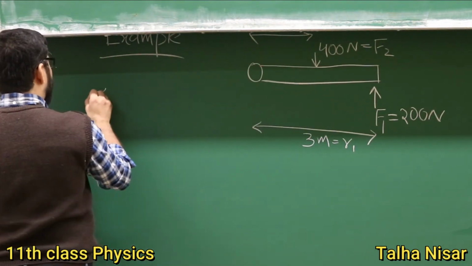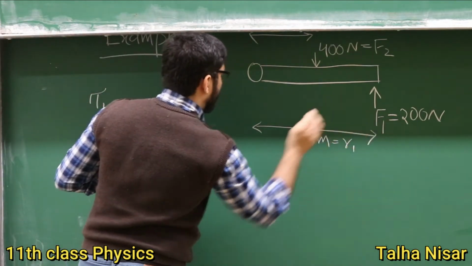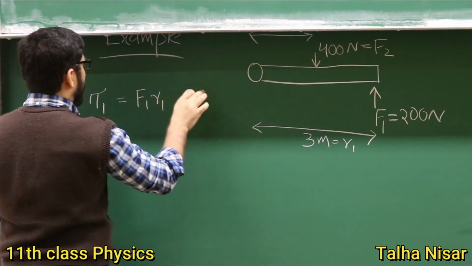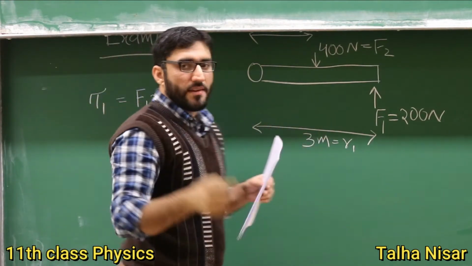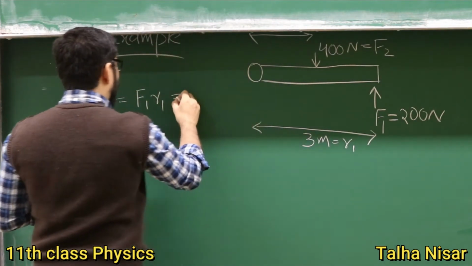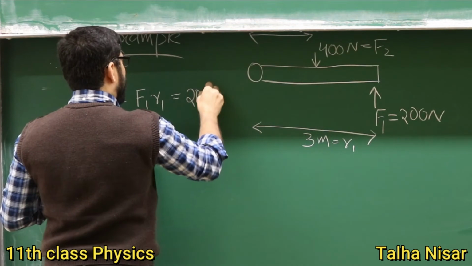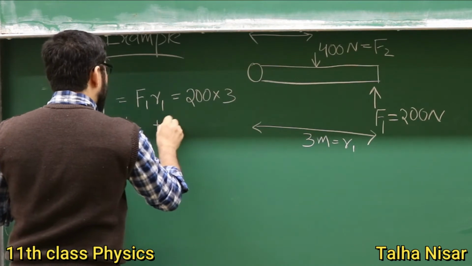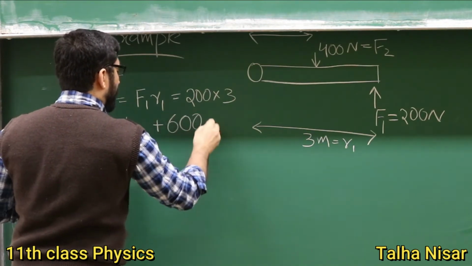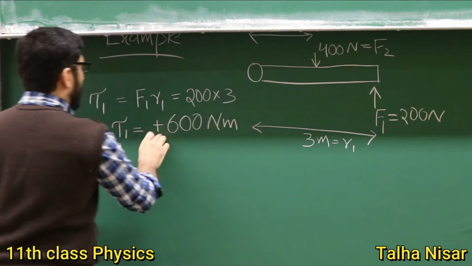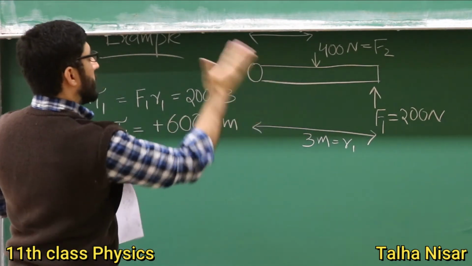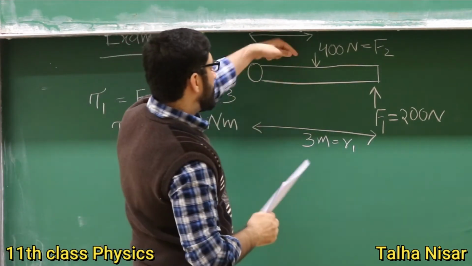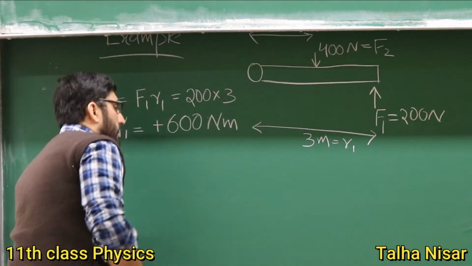So the torque 1, because of this force 1, is equal to F dot R, and sine theta we just ignore because sine of 90 is 1. So here we just take 200 multiplied by 3, so tau 1 is plus 600 Newton meter. Plus means here it's out of the board, it's representing the direction. Since the other force is in the opposite direction, we will take the opposite direction here.